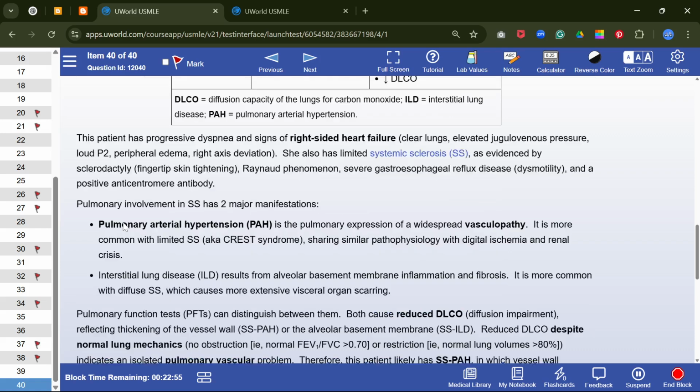Okay, this patient has progressive dyspnea and signs of heart failure: clear lung, elevated JVP, loud P2. This patient has right-sided heart failure with clear lung, elevated JVP, loud P2, peripheral edema, and right axis deviation.